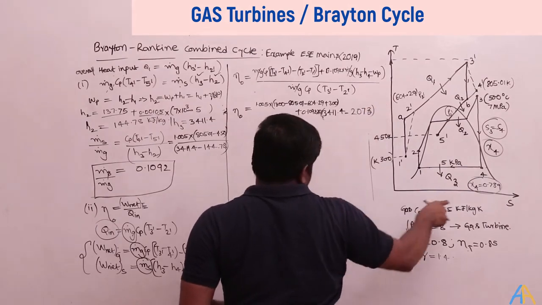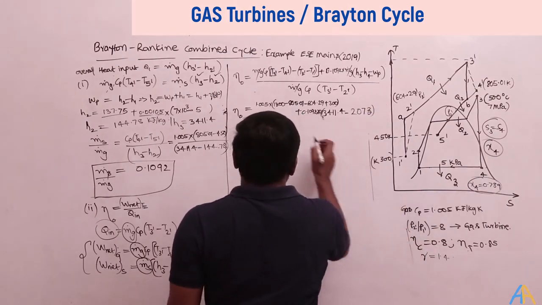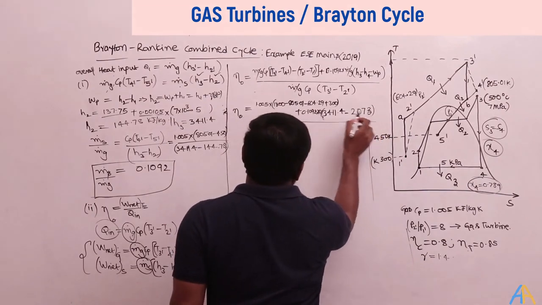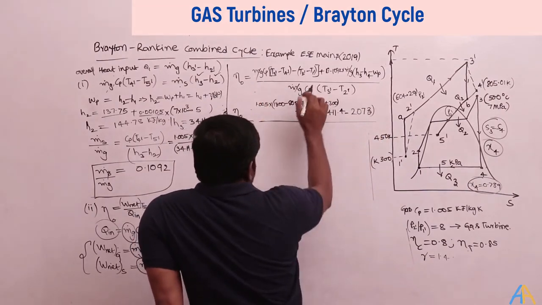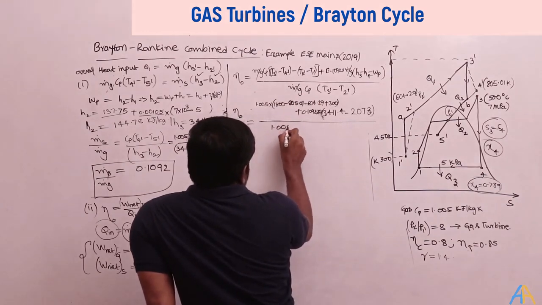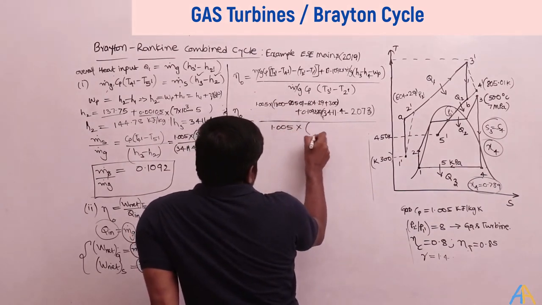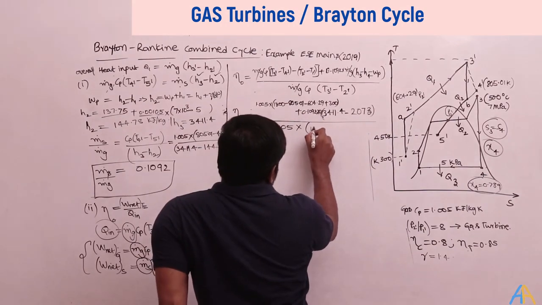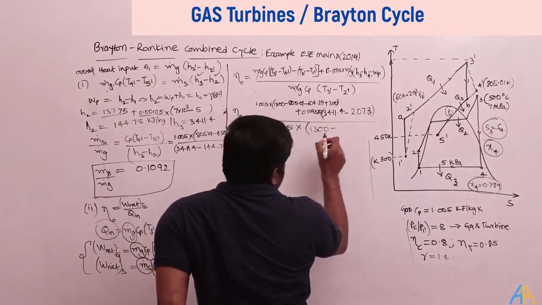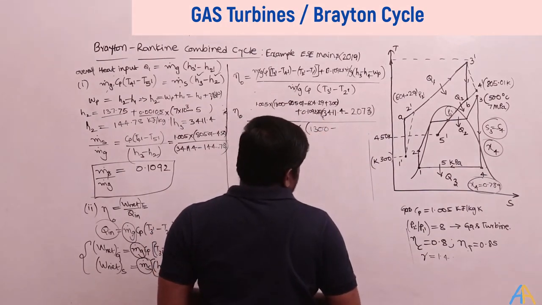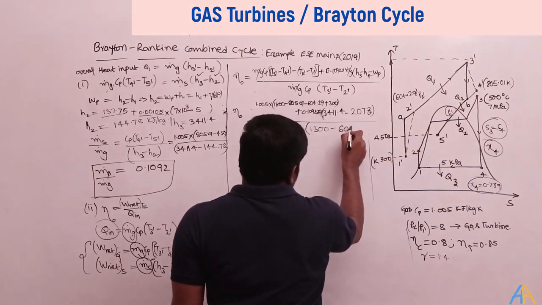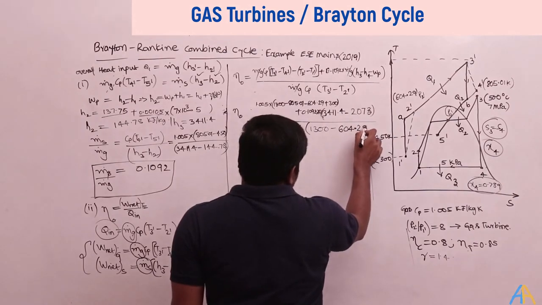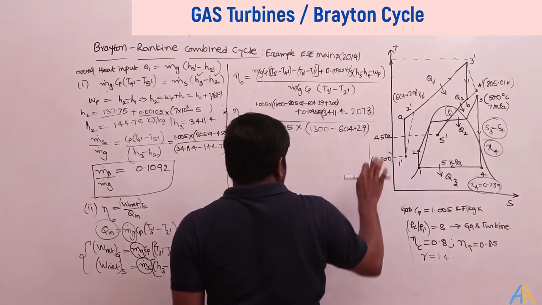How did we get this? By substituting this value in that, whole divided by this one. Cp is 1.005 into the temperature. T3 dash is how much? 1300 minus T2 dash. Where is the T2 dash? This one, T2 dash. What is the temperature? 604.29. Okay, this is the value.